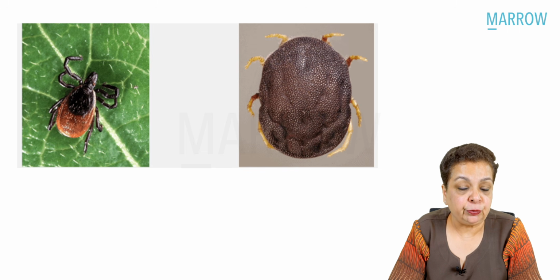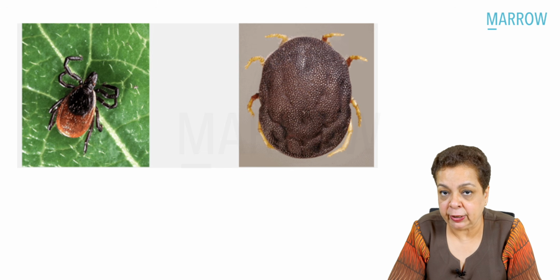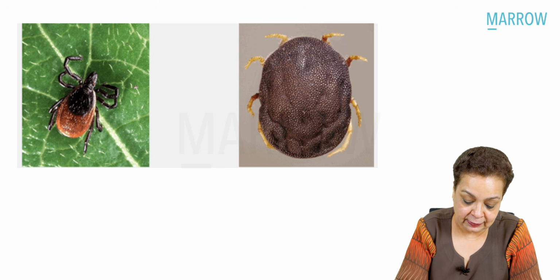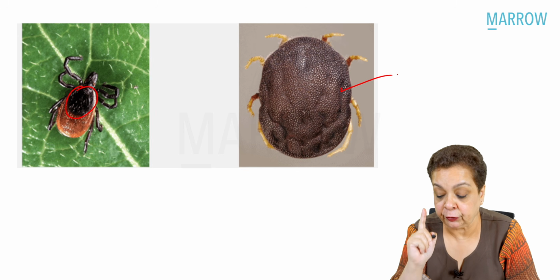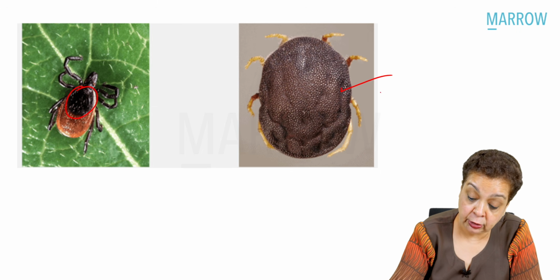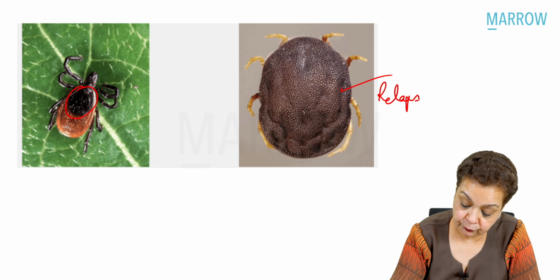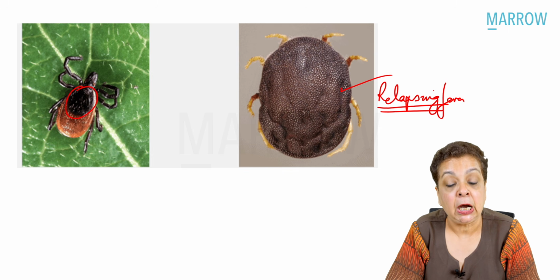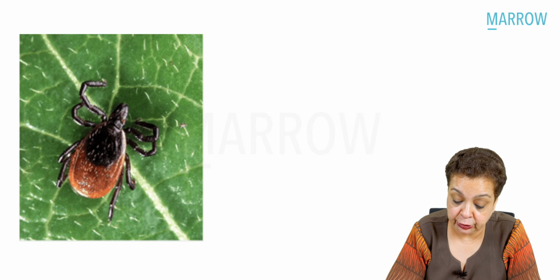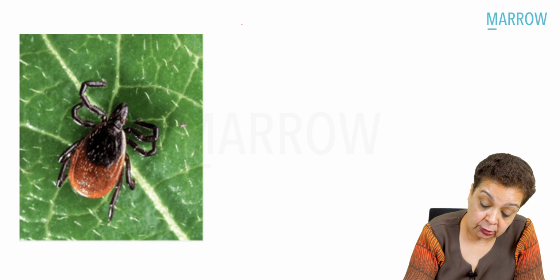Okay, this is an image which is comparing hard tick with soft tick. It's pretty obvious. This is the hard shell on the surface. This is the soft tick. Remember, soft tick is the vector for relapsing fever. The rest, most of the tick-transmitted diseases, are via hard tick. A quick enumeration of these important diseases.